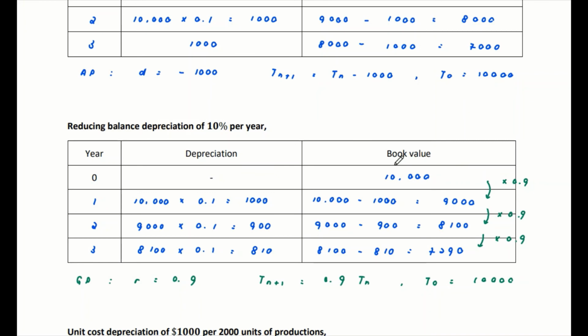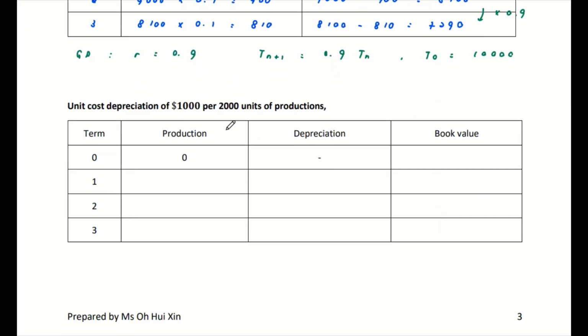So now let's look at the last one here. We have unit cost. For unit cost, it's not about the timing, it's about how much production this machine has been used to produce. So when we start off, we have a book value of 10,000 as well. From the information here, we know that the machine is going to depreciate by $1,000 when it has successfully produced 2,000 units. So our term 1 will be after the first 2,000 units have been produced, then you depreciate by $1,000. So now the book value becomes 9,000.